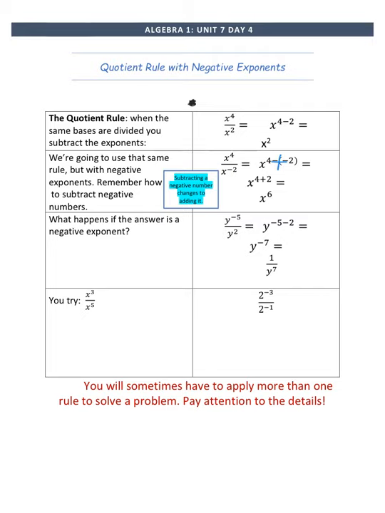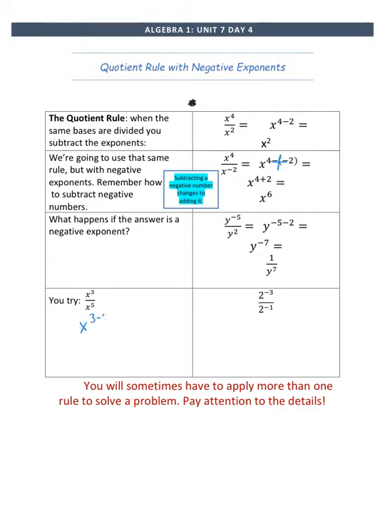So let's do this one. X to the -5 minus 2 is x to the -7. Then you apply it. So sometimes you're going to have multiple rules. We just did that with the product rule and negative exponents. We're going to do it with the quotient rule and negative exponents. All right, let's give this a shot.